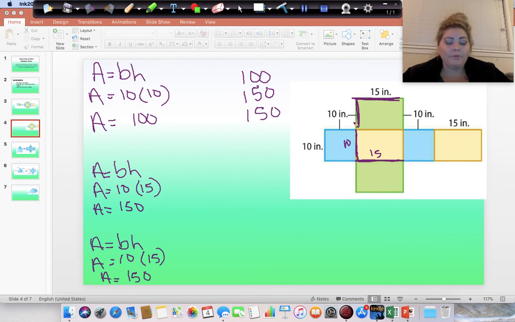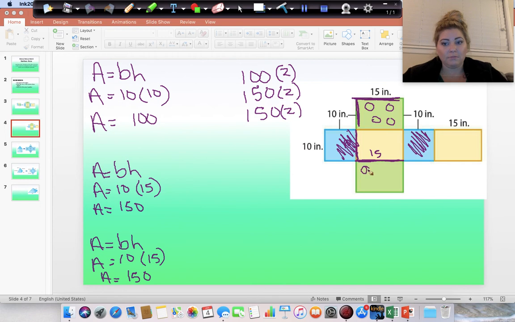Now, okay, you have found the areas for 3 of the rectangles. But remember, there's 2 of each of those. So you need to multiply this times 2, this times 2, and this times 2. Because there's 2 blues, there's 2 greens, okay, and then there's 2 yellows.